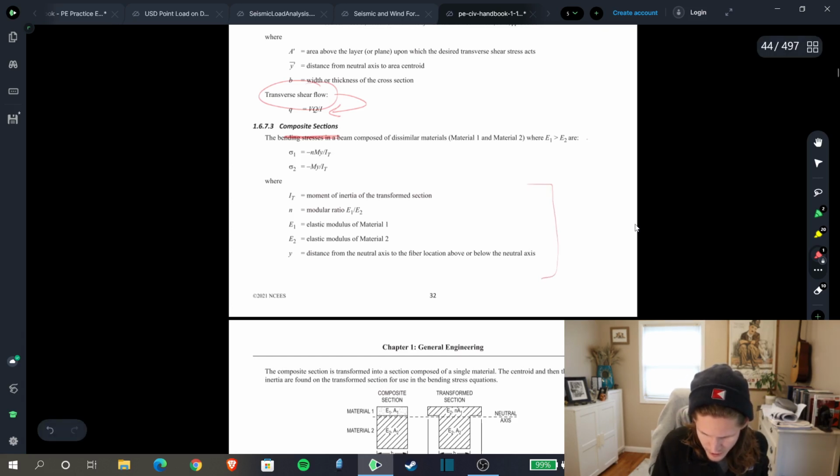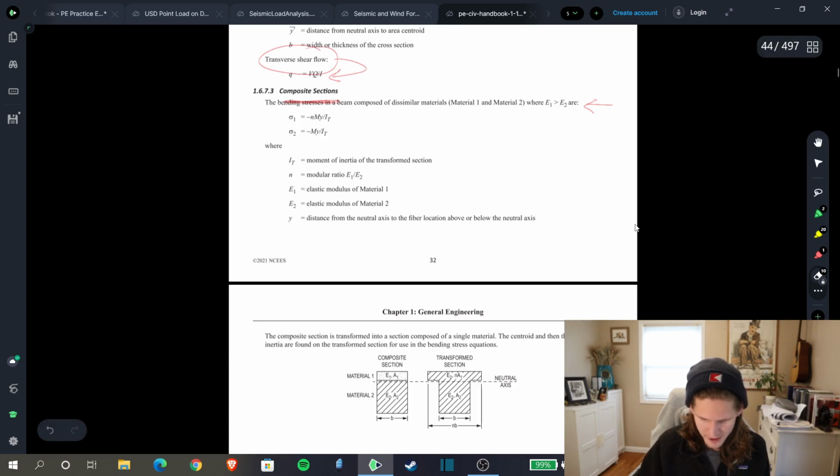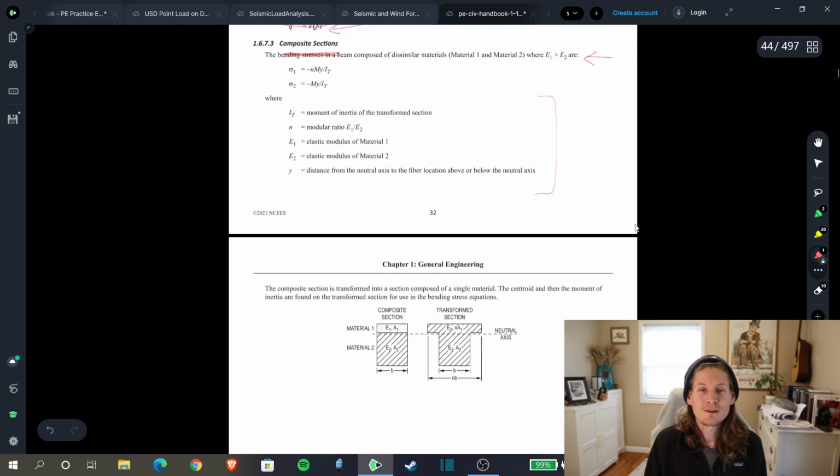They give you a little intro. They give you all of your factors. They explain each one, and then they actually give you a figure down below here. So they give you a little bit of meat at least to play with. Again, in my opinion, I think you should do a couple examples for composite sections and transforming the sections and everything in between like that.